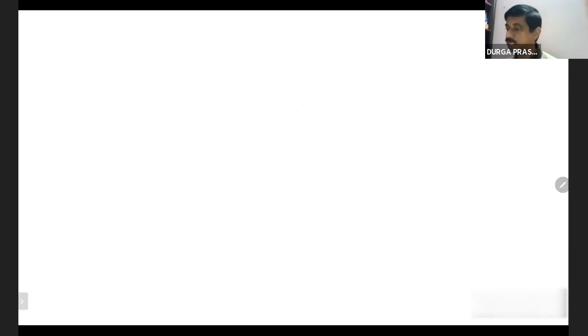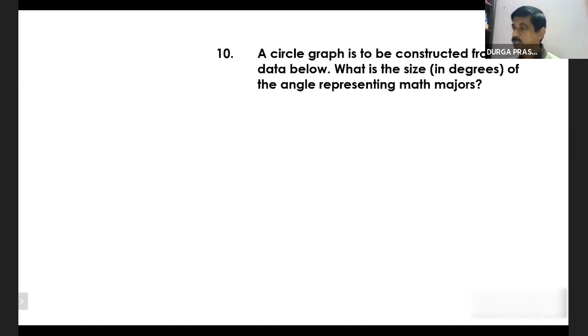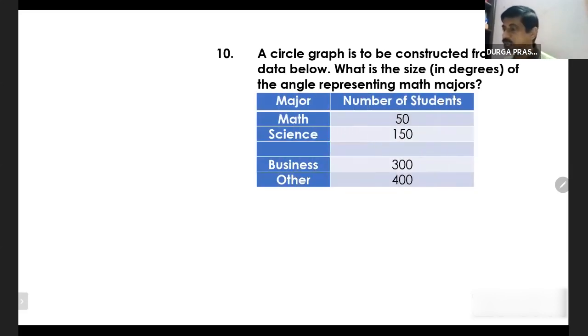Let us go to the next question. So a circular graph is to be constructed from the data below. What is the size in degrees of the angle representing math majors?